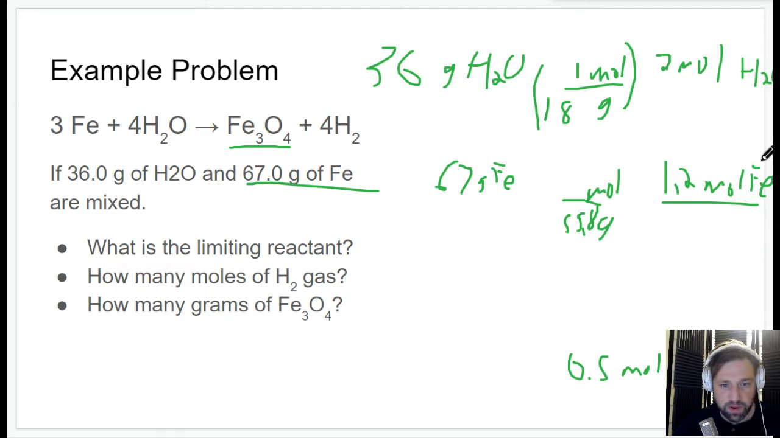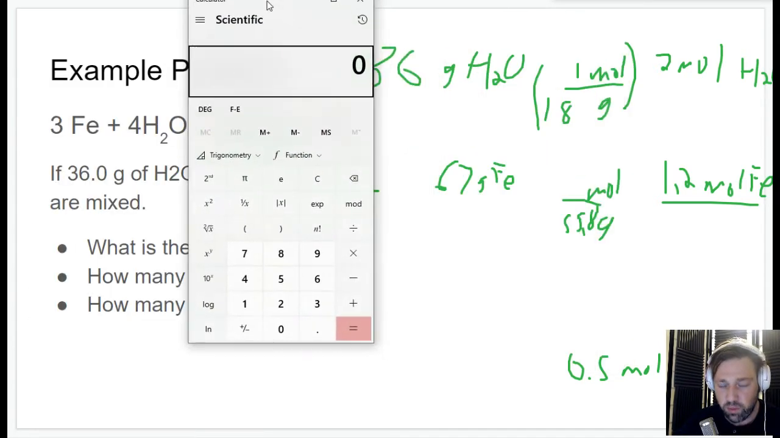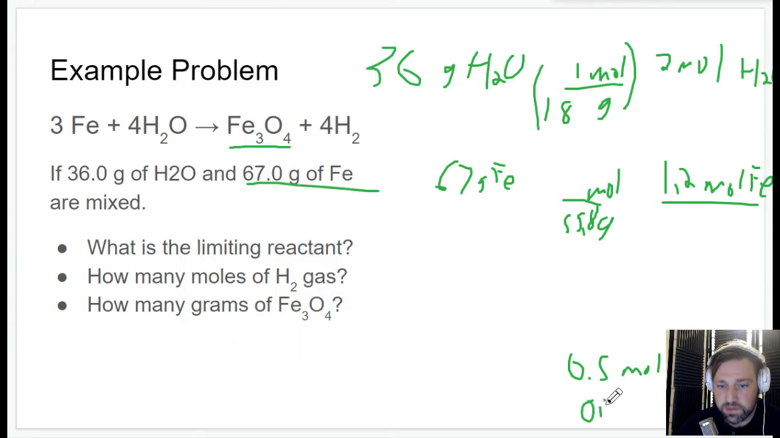And 1.2 divided by 3, just to make sure that I'm not doing anything weird. 0.4 moles. All right, so 0.4 moles. This is the smaller amount, which means the iron oxide, or the iron, is going to be our limiting reactant. Okay. Iron. So let me go through and show you a different way of doing this.